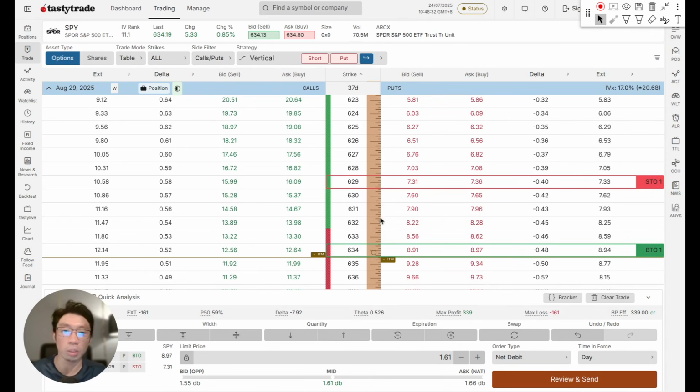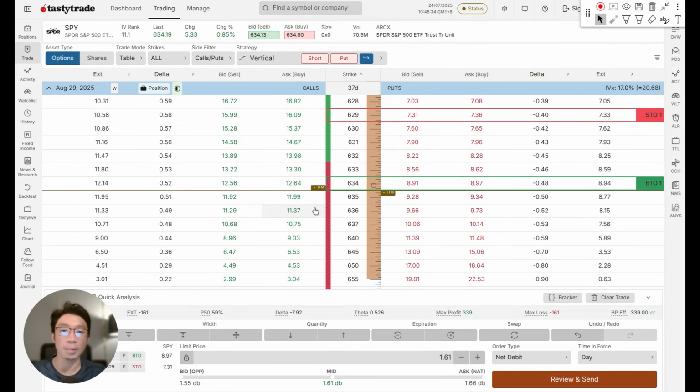Now, if you have a call skew, the call skew is basically the opposite. That means you're going to see this kind of risk to reward, but for the call debit spread. And then the put debit spread is going to be worse, right? So it's going to be similar to what we see on the call debit spread here.